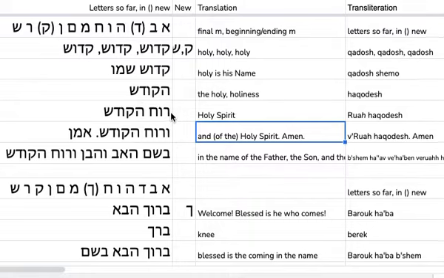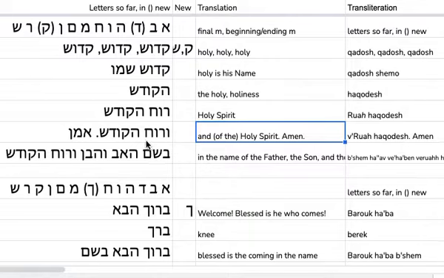HaKadosh. Oh, sorry, this is HaKodesh. HaKadosh, the Holy One. HaKodesh is holiness. So Ruach HaKodesh is spirit of holiness. Okay, Kodesh, or the holy, the holiness. Ruach HaKodesh. And remember, Ruach is spirit, but it can also mean, anybody know from biblical scholarship, it can also mean wind. Okay, Ruach is wind or spirit.